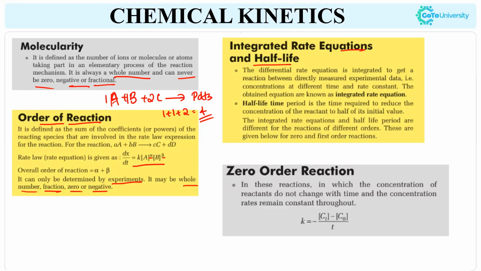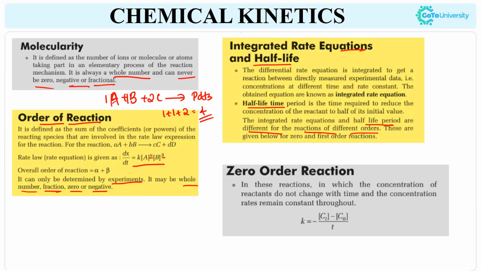That is the time required for the reaction to complete half. Means the time required to complete the half of the reaction is called half-life time. The integrated rate equation and half-life periods are different for the reactions of different order. So we know what is the order: zero order, first order, second order. The half-life and the integrated rate equations will be different for different orders of the reactions.